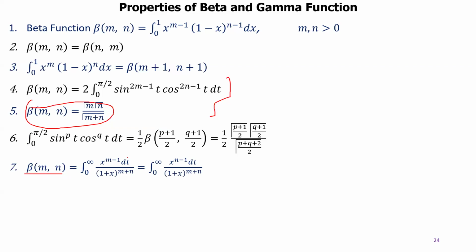Beta of m, n is equal to, this is another definition of beta function, integration under the limit 0 to infinity x to the power m minus 1 divided by (1 plus x) to the power m plus n. Now this m can also be replaced by n, and we have the same expression for that. Both are alternate definitions of beta function.